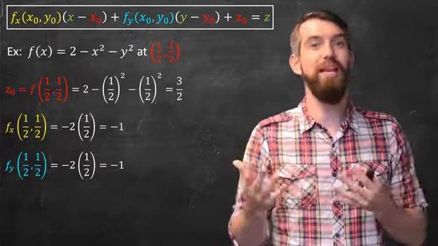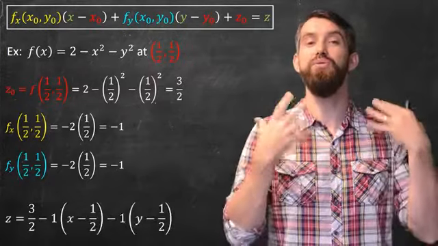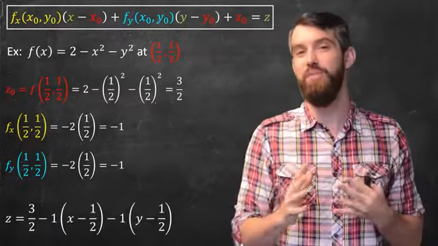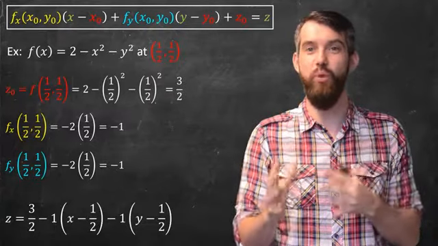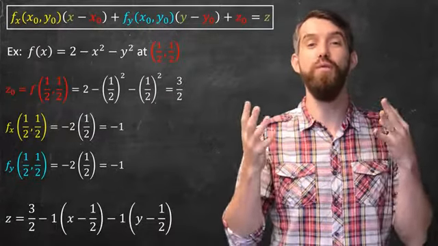Take those three values, plug them in, and finally I get the formula z is equal to 3/2 minus (x minus 1/2) minus (y minus 1/2). And that's my equation for the tangent plane.